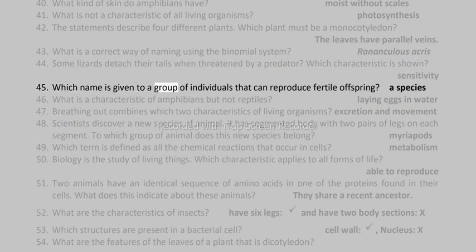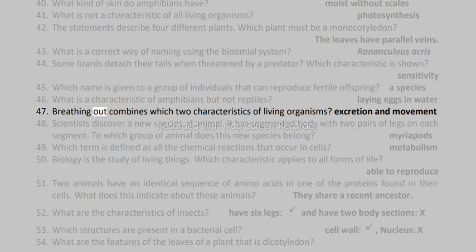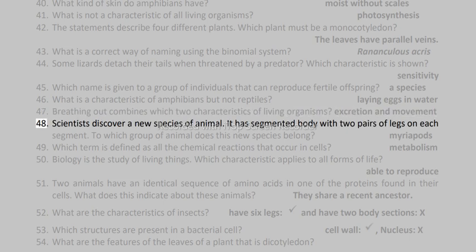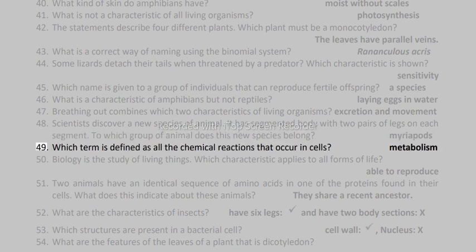45. Which name is given to a group of individuals that can reproduce fertile offspring? A species. 46. What is a characteristic of amphibians but not reptiles? Laying eggs in water. 47. Breathing out combines which 2 characteristics of living organisms? Excretion and movement. 48. Scientists discover a new species of animal. It has a segmented body with 2 pairs of legs on each segment. To which group of animals does this new species belong? Myriapods.